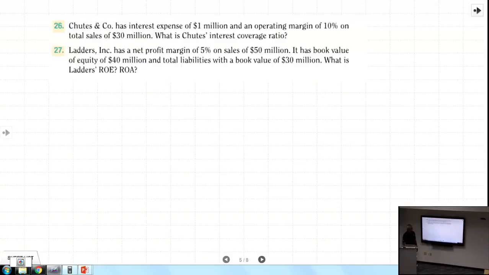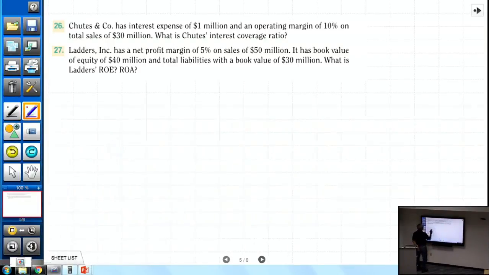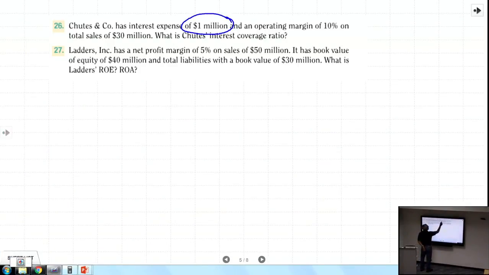Question number 26. Calculate interest coverage. What do we have? We have an interest expense of 1 million and an operating profit margin of 10% on total sales of 30 million. So using that, the first thing we have to calculate is operating income.